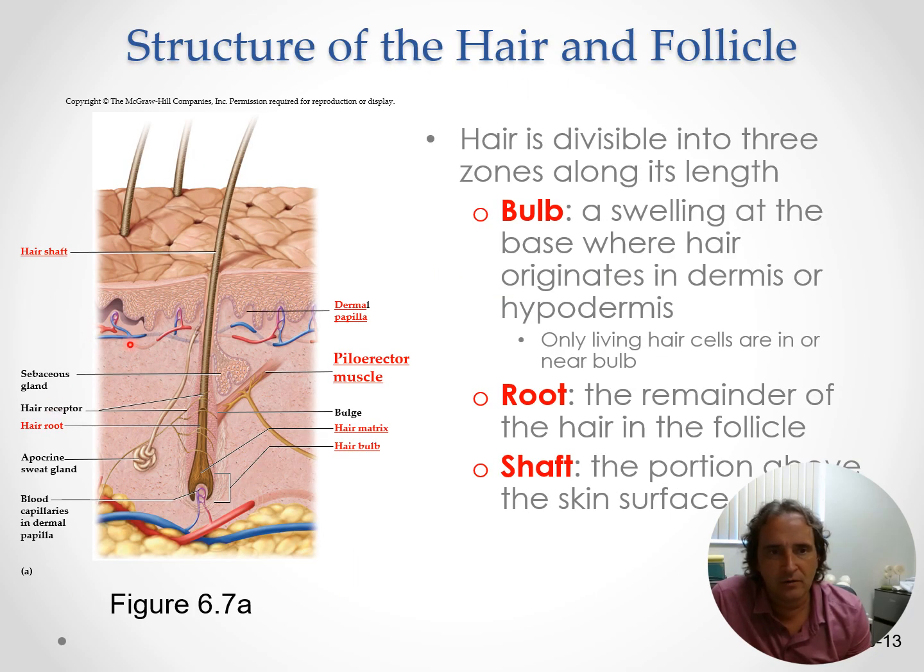So here are those finger-like projections that go up. So you can see the dermal papilla. And above the dermal papilla is going to be the epidermis. Then you have the hair follicle, which is going to consist of a bulb, a root, which is below the skin, and then the shaft, which sticks out. And then there's that piloerector muscle, or the erector pili muscle, which is going to give you goosebumps when it contracts.